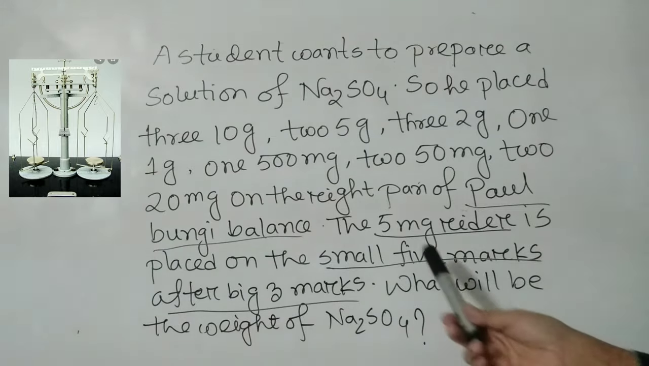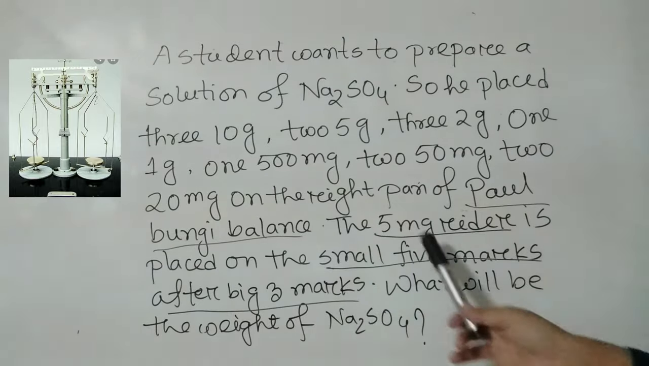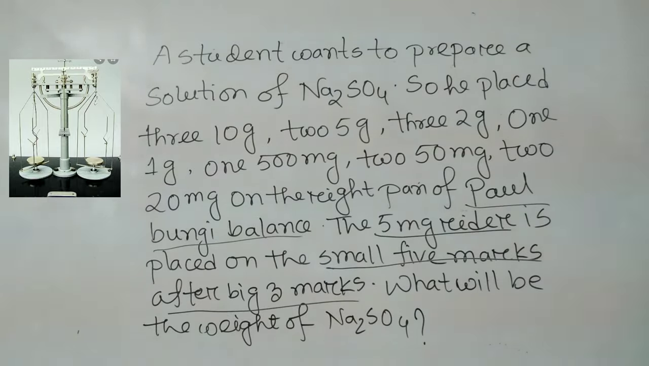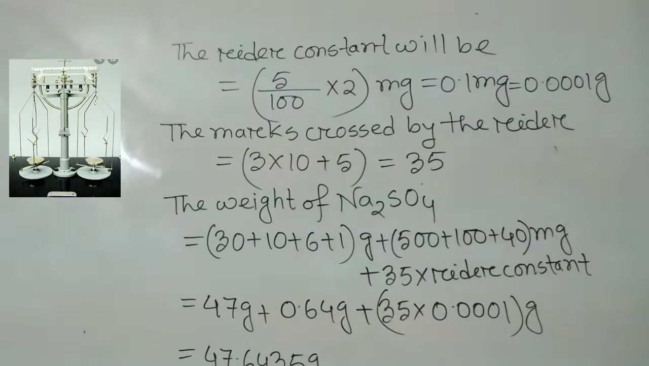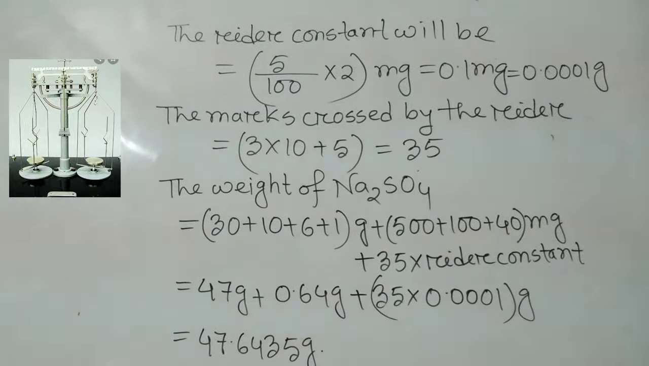Then the second underlined is 5 milligram Rider. That means the weight of Rider here is 5 milligram and it is placed on the small 5 marks after big 3 marks. So now I solve this mathematical problem to calculate the weight of sodium sulfate.